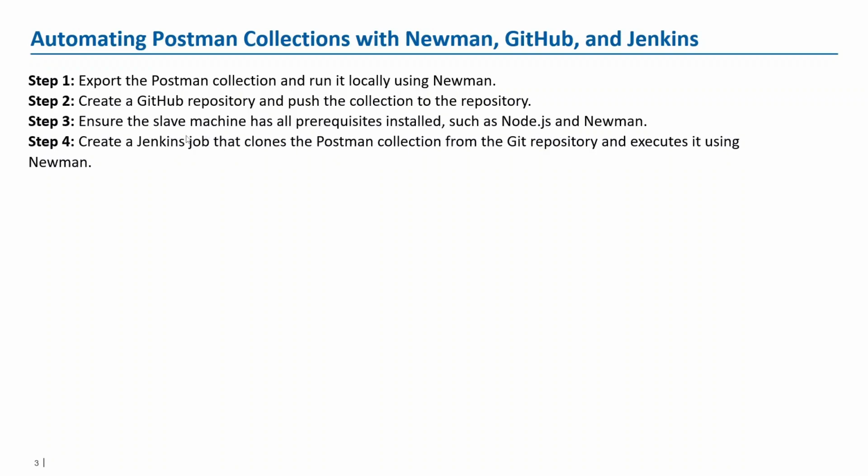Okay, the Jenkins slave machine should have Node.js and Newman. In case you're using any kind of reporting plugins, those also need to be installed on the slave machines. Okay, after that, we'll have to create a Jenkins job that will clone the Postman collection from the GitHub repository and execute the tests using Newman.